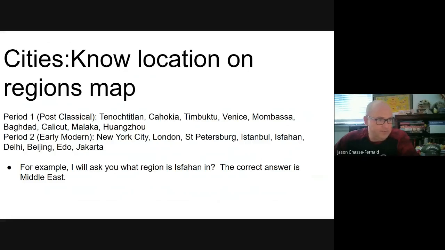And for period 2, right, New York City, London, St. Petersburg, Istanbul, Isfahan, Delhi, Beijing, Edo, and Jakarta. So I'll ask you what region Isfahan is in, right? So make sure you know the correct answer.